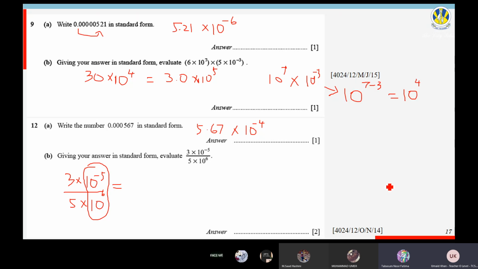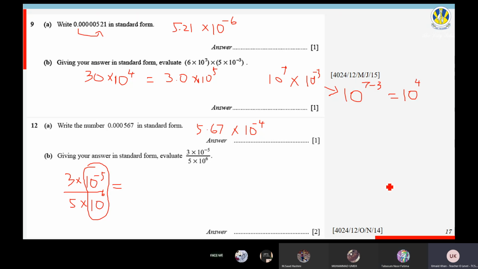How can you subtract? You want to subtract 5 from 3? Sir, 5 minus 3. 5 minus 6, sir. No, I'm asking you not to consider the powers at this time. Okay. We will worry about the powers later on.